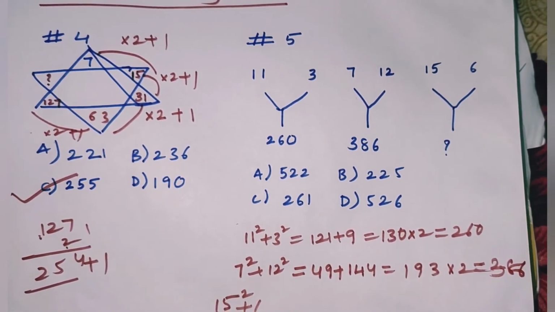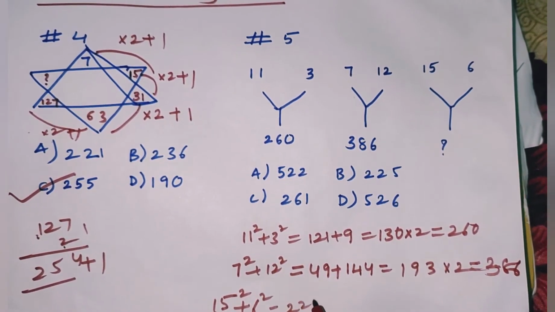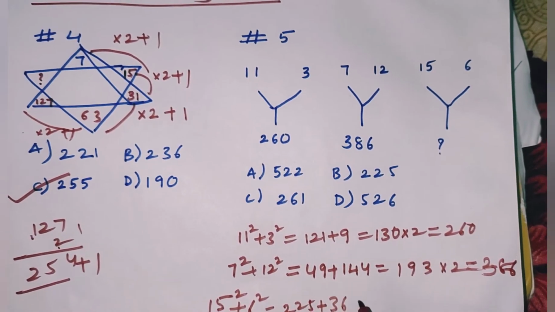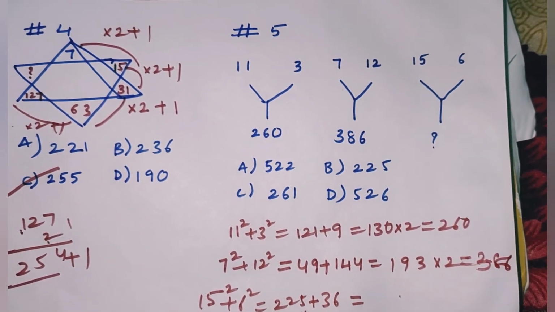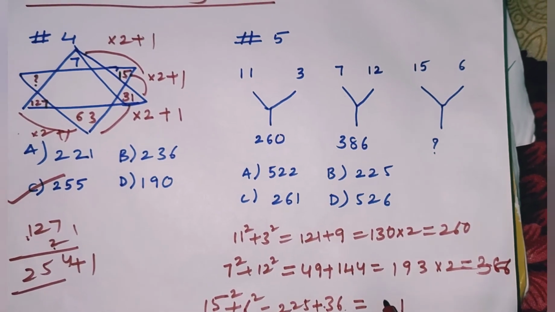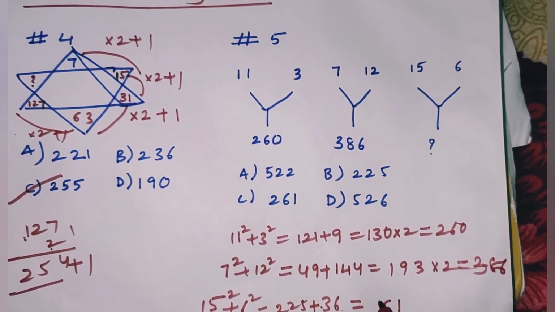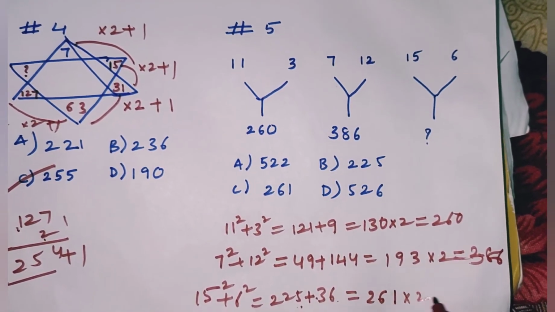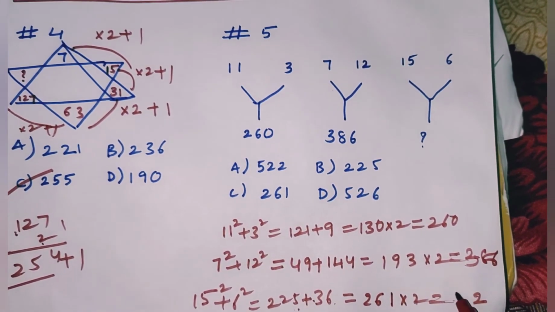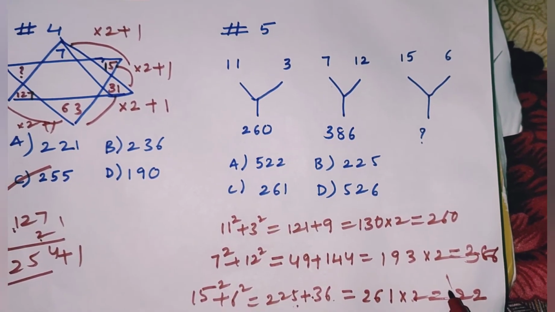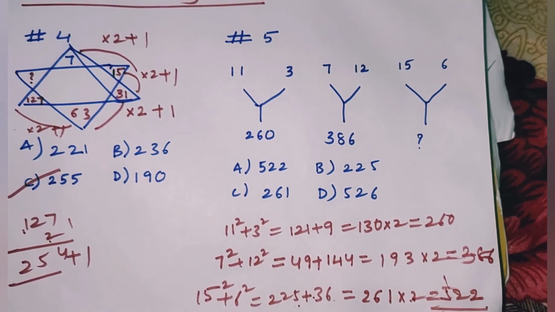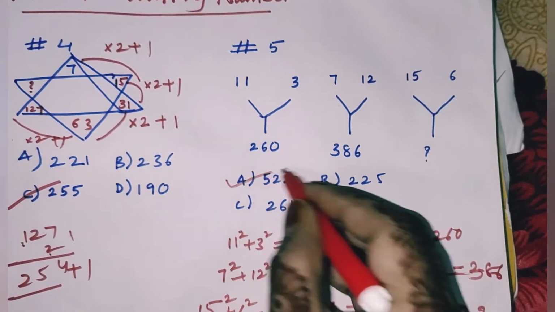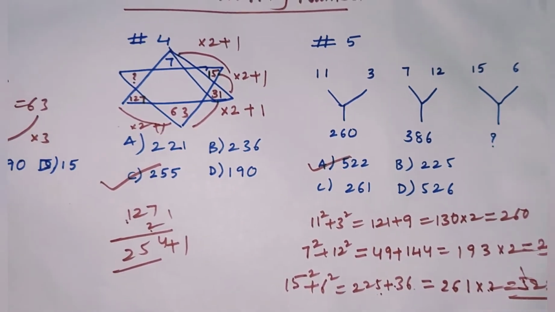15 square plus 6 square. 15 square is 225 plus 36. 5 plus 6, 11. 3 plus 2, 5 plus carry 1, 6. Here 2. 261 into 2 here. 2 1s are 2. 2 6s are 12, carry 1. 2 2s are 4 plus 1, 5. Answer is 522. Here A is the option. This is our model number 5.